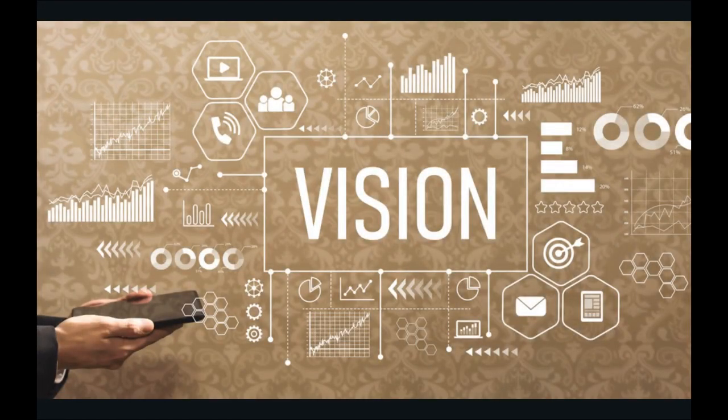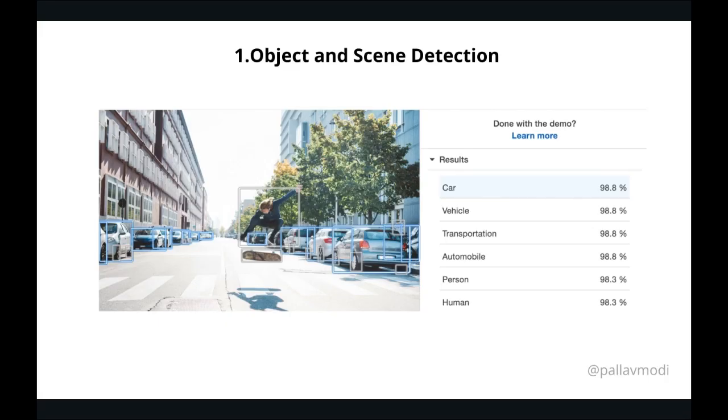Now let's see the most widely talked about computer vision capabilities and their associated applications. So first is object and scene detection. It is the ability of the machine to automatically label objects, concepts and scenes in an image and provide confidence score. In this case, we can see that the computer has been able to identify that in this scene there is a car, there are vehicles. The scene is about transportation. There is an automobile, there is a person and there is a human, right?